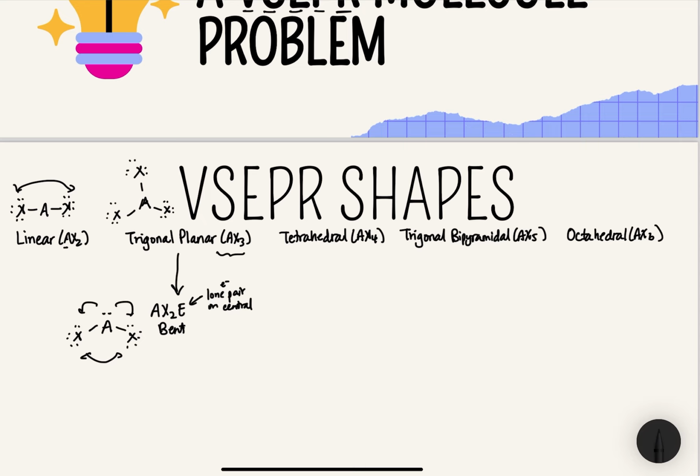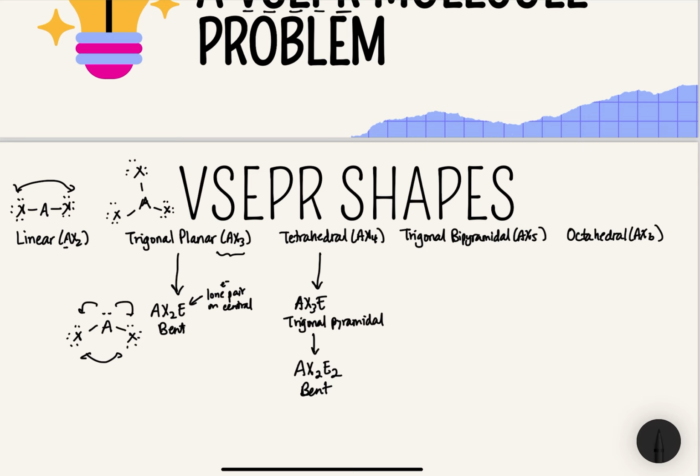If we modify our tetrahedral by taking away a bond, so let's say I call this now AX3E. Remember, I'm not going to label every single time, but the E stands for a lone pair on the central atom. This will turn into the shape trigonal pyramidal. And then if I take away another atom from my tetrahedral and make another lone pair, so for example AX2E2, this will also result in a bent molecule. So that's another example, and it'll look very similar to the bent from our trigonal planar modification as well.